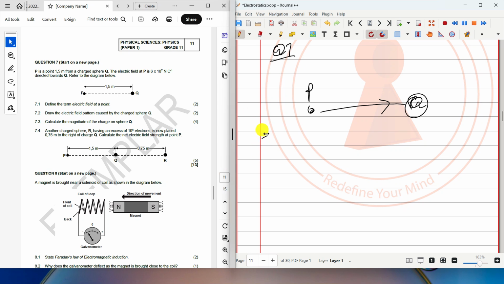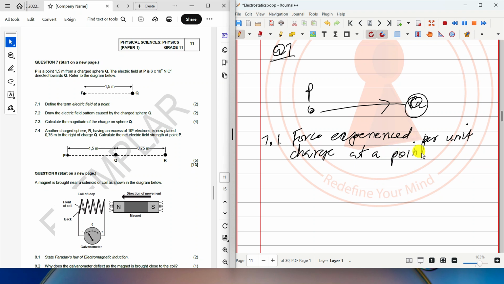All right, let's see now. 7.1. Define the term electric field at a point. It is the force experienced per unit charge at a point in the field. Okay, perfect.